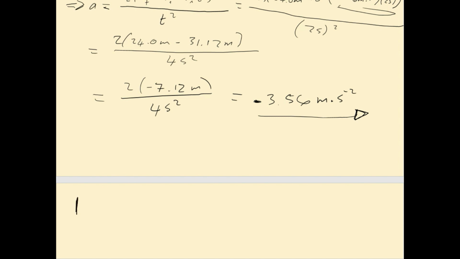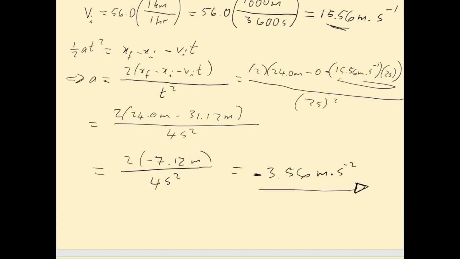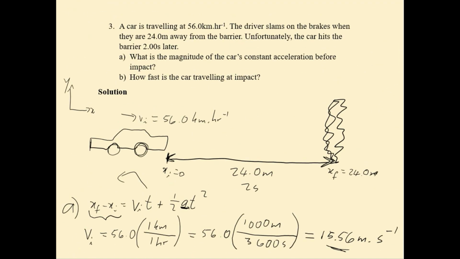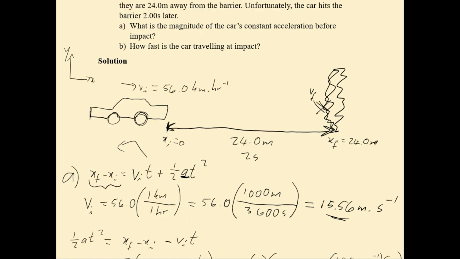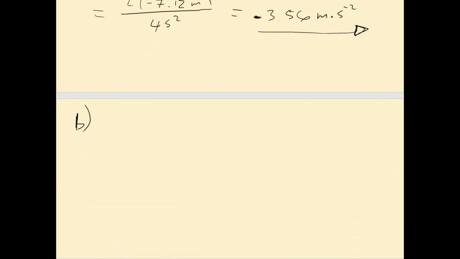So if we do question B, let's just remind ourselves what B asks for. How fast is the car traveling at impact? So for this one, we need the final velocity. What was the velocity of the car when it finally reached over here and collided with the barrier? Well, we've got the acceleration, so we could use the acceleration in this question. Suppose we could do something like Vf is equal to Vi plus at.